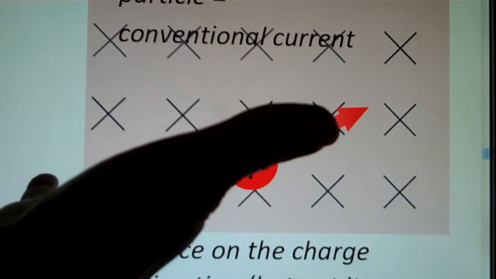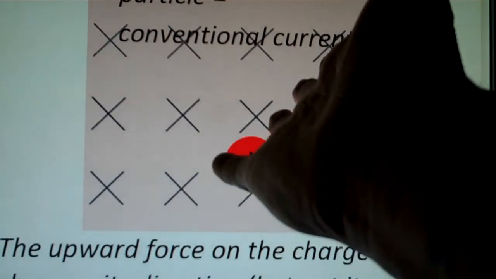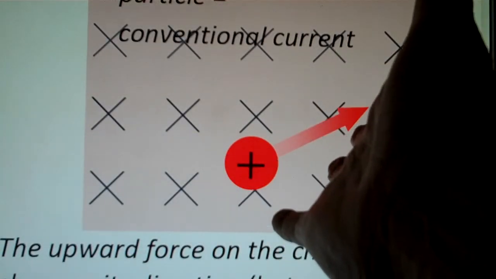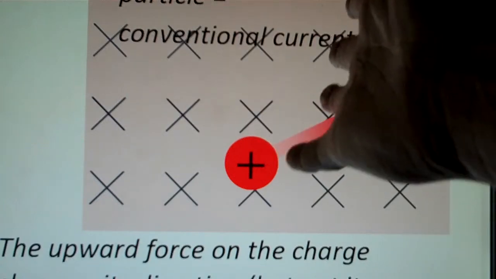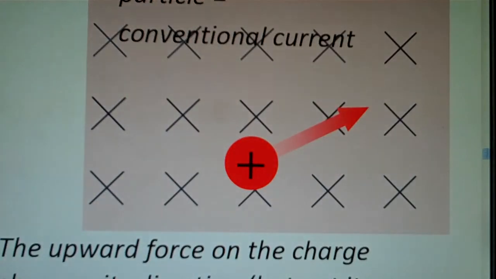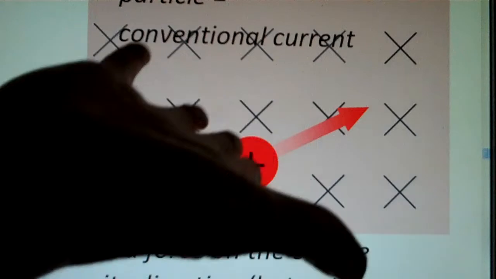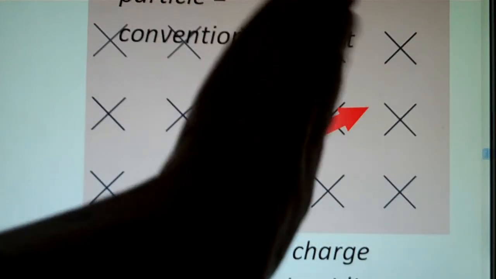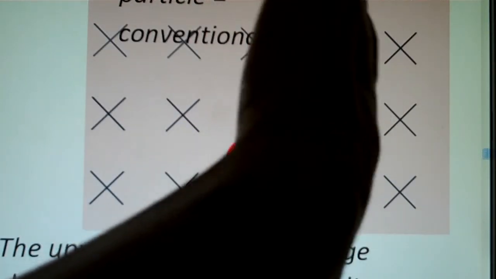And as the particle moves around, as it changes its direction more and more, what we'll have is that force will keep being at right angles, because the slap is always at right angles to the direction of the current.